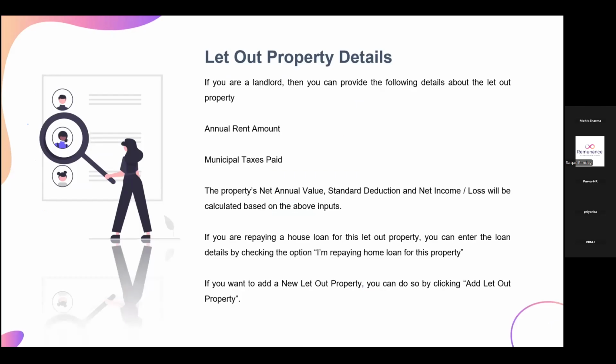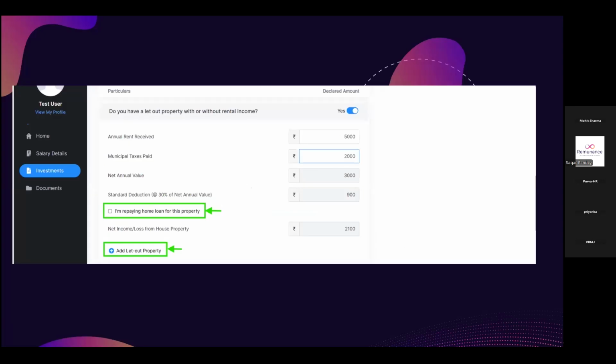Then next is let-out property. If you have a let-out property, you can claim it for tax saving purpose. On the declaration page, you will see, do you have a let-out property with or without rental income? Check the box as yes. Then mention the annual rent received amount and municipal taxes paid. The net annual value will get auto calculated by the system based upon the input which you have provided, like annual rent received and municipal taxes paid. Also, you have to check the box as I'm repaying home loan for this property.